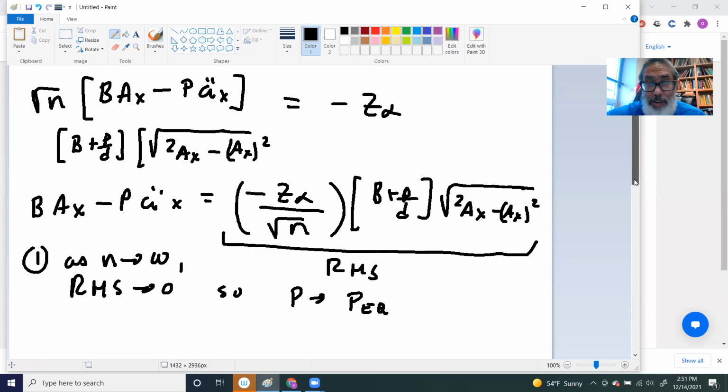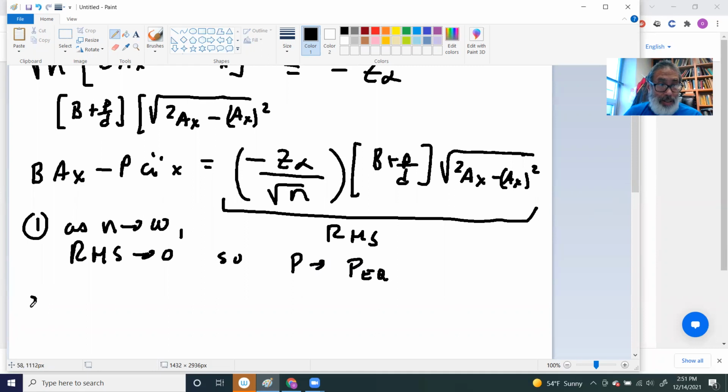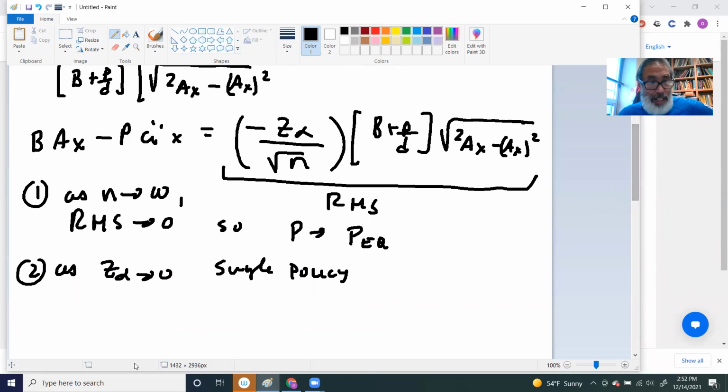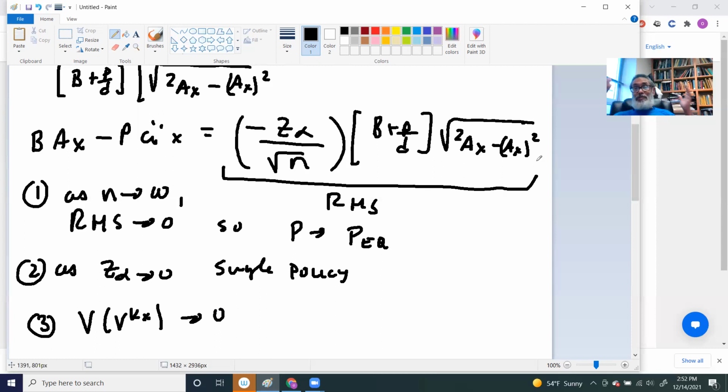The second thing, as far as the Z alpha, well, then you're talking about a single policy. And there you go, same sort of thing right here. And the third thing that you have, and this is the third feature, which I didn't really stress in class, the variance of the random variable, if this goes to 0, same sort of thing. You have less variance in policies. Now that makes total sense, I think.